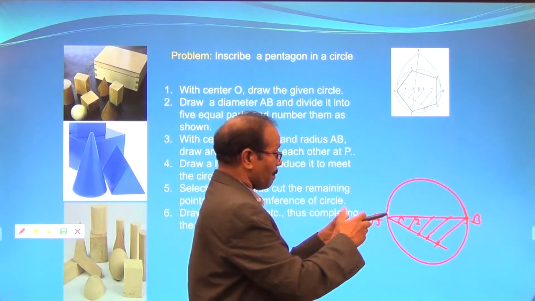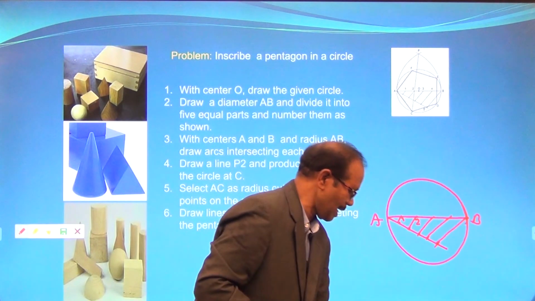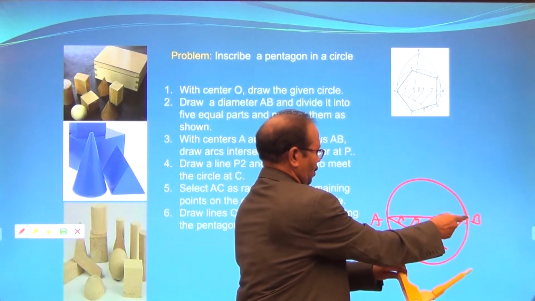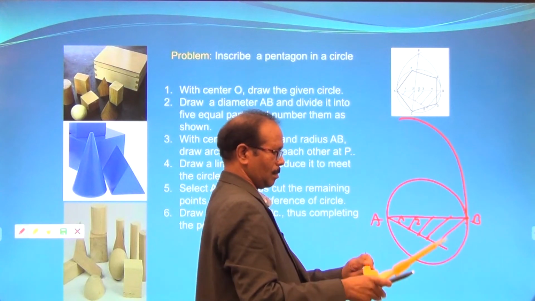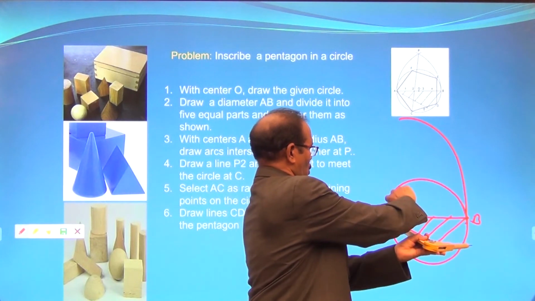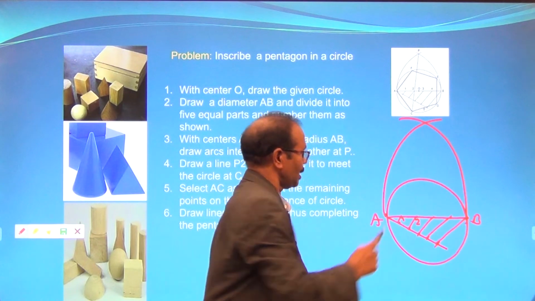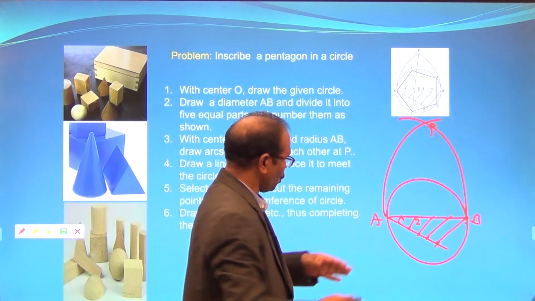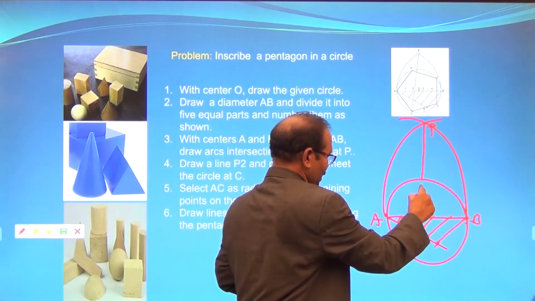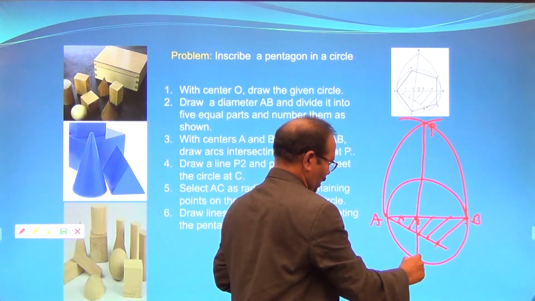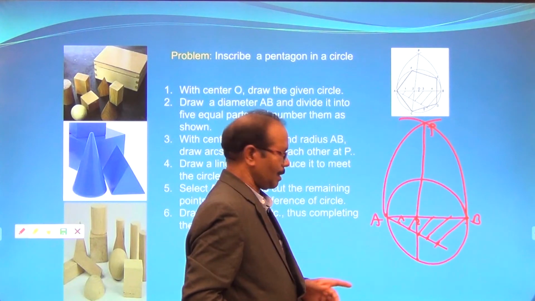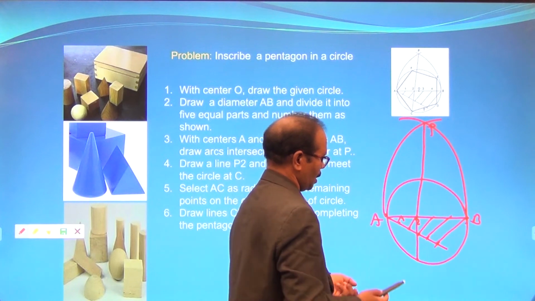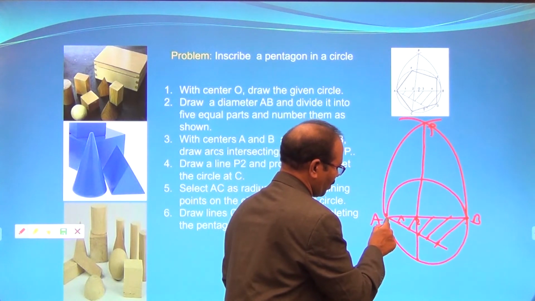Now, with AB as a radius, draw 2 arcs. Say this is P. Draw a line joining P and 2 and extend it up to the circle. So this is the required point. Say this is the point A. Now this is the required side of your polygon.